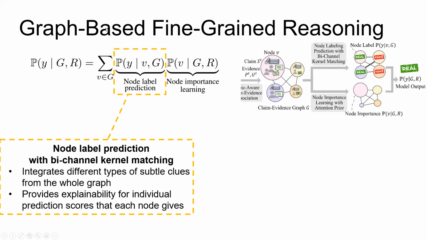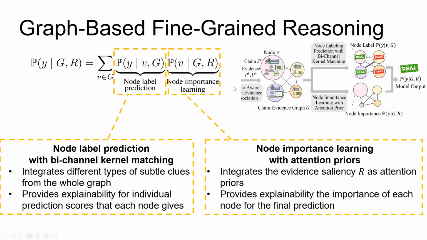V is an evidence node, and G is the entire graph, and Y is just the binary label of the news. Then the second part is node importance learning with attention priors, which is we want to use the entire graph G and also the mutual ranking score R to predict the importance of a node V. This measures how important the information or the prediction of this node will be.